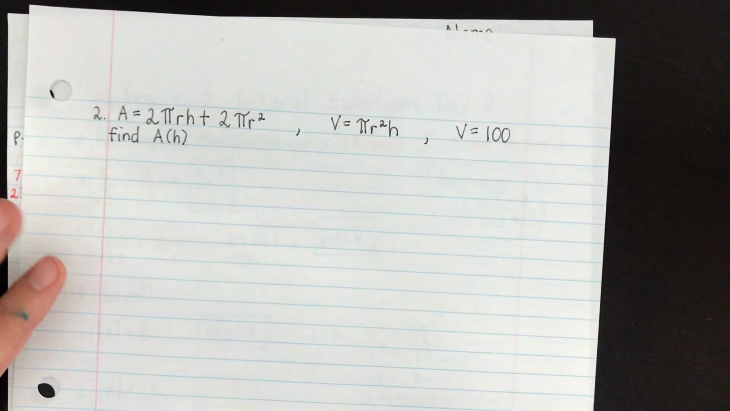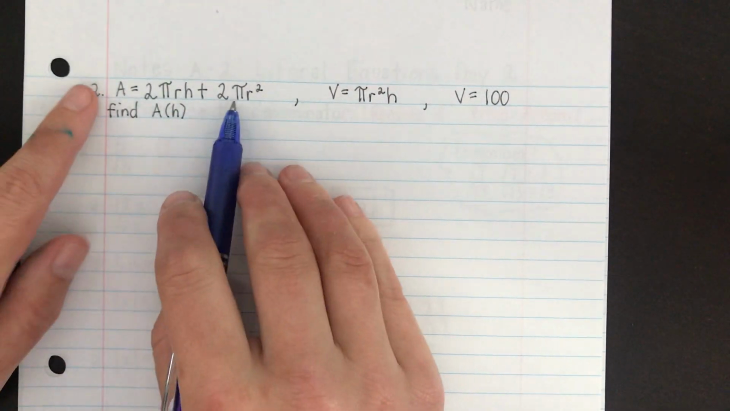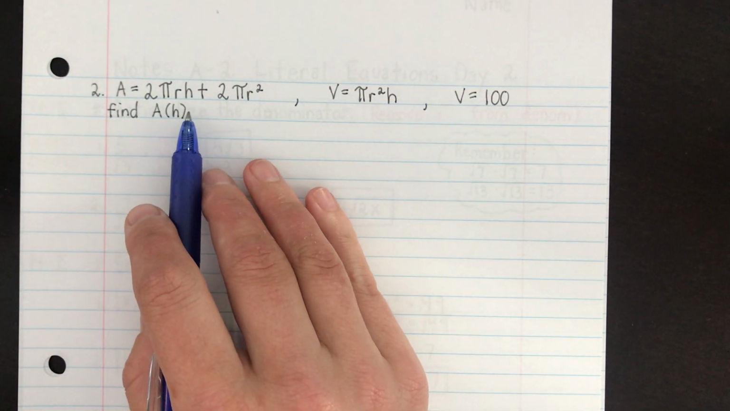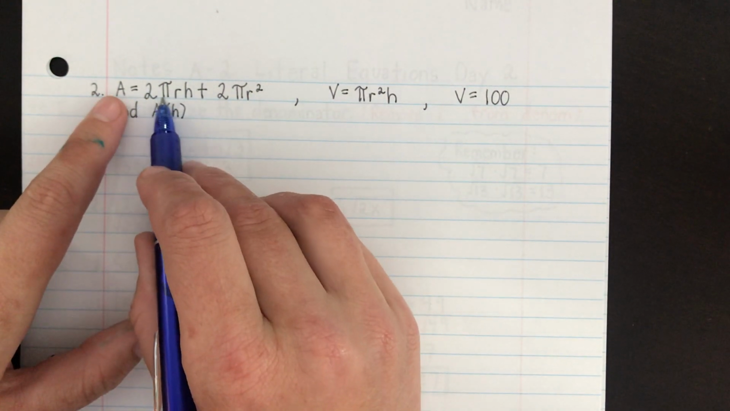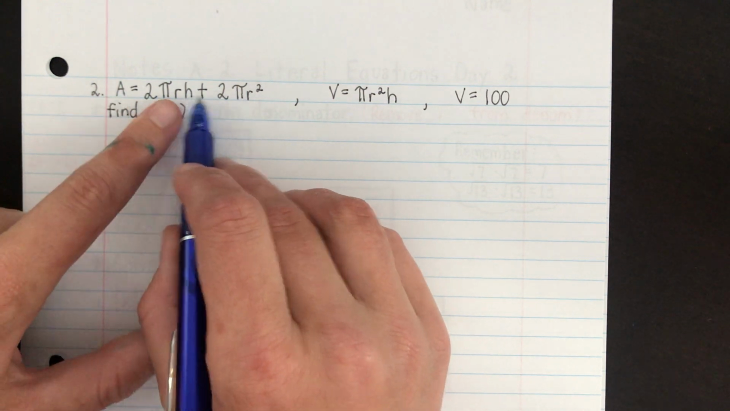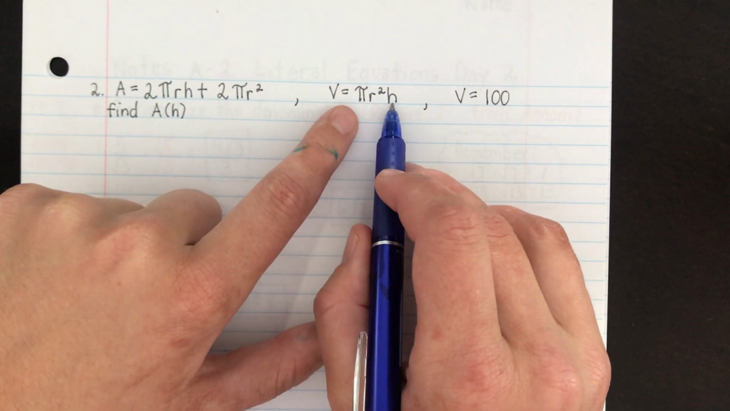Okay, let's get to problem number 2, our last problem, and the problem that you'll see why we did all that review from algebra 2. So we've got these 3 equations here, and we're asked to find a of h. Okay, so a of h, that means when I look at this equation here, the 2, the pi, the h is okay, the r's are not okay. So I need to find out what r is in this other equation.